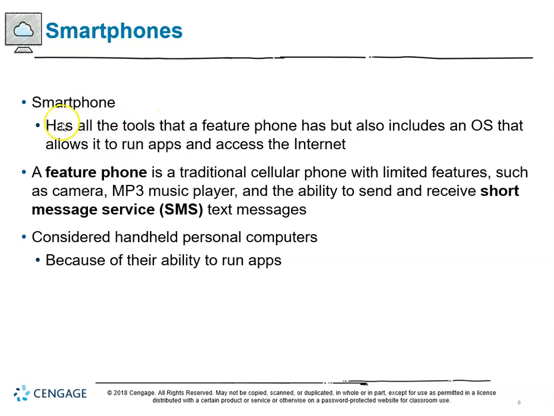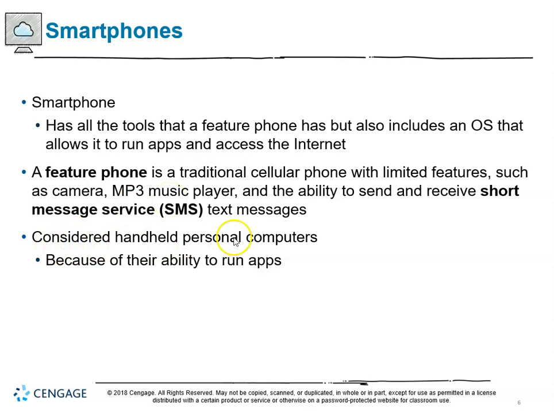It seems as time goes on, smartphones just become more and more capable. A feature phone, which is a specific type of smartphone, is a traditional cellular phone with limited features. So it's not generally considered a smartphone, but rather is referred to as a feature phone because it doesn't have all of the capabilities, but it's focusing on specific capabilities that you would otherwise find in a smartphone, such as a camera, an MP3 music player, and the ability to send text messages. But there might not be email, there might not be web surfing.